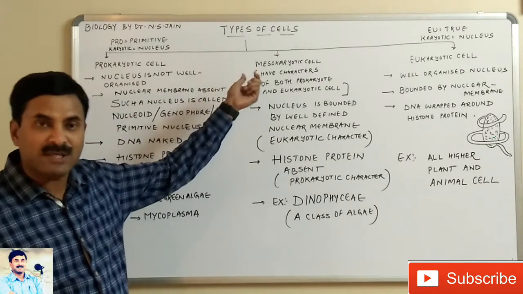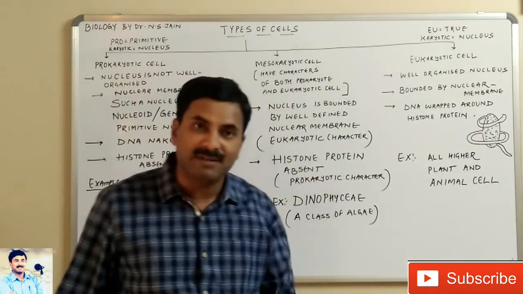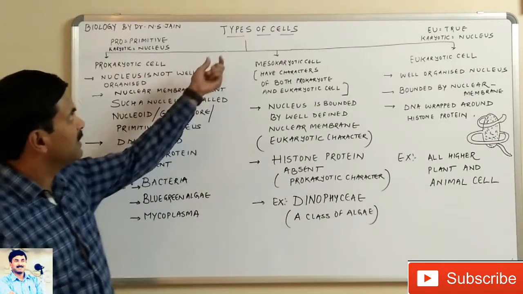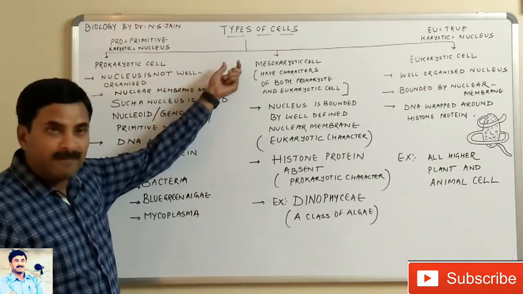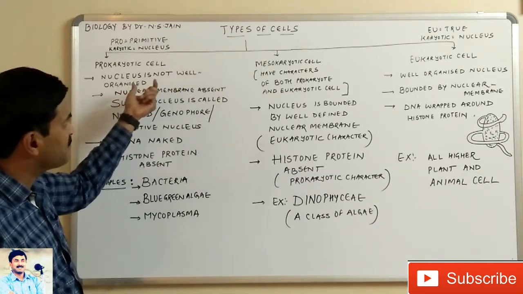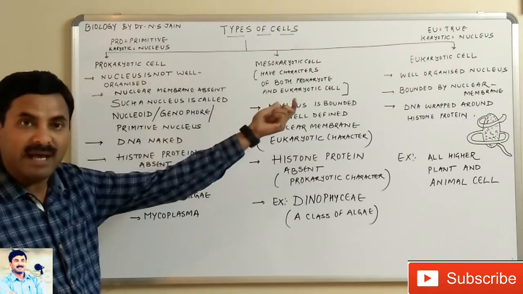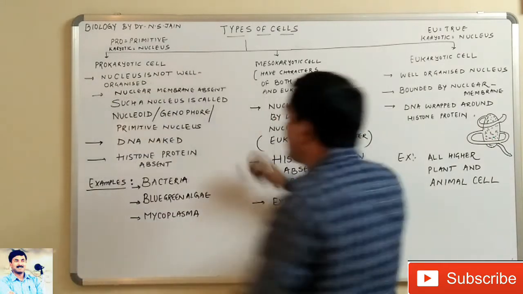Today we are going to study a very important topic related to cell biology, and that is the types of cells, which is equally important for class 11th. It is very important for all the medical entrance examinations. Types of cells: there are three types of cells, prokaryotic cell, mesokaryotic cell and eukaryotic cell.